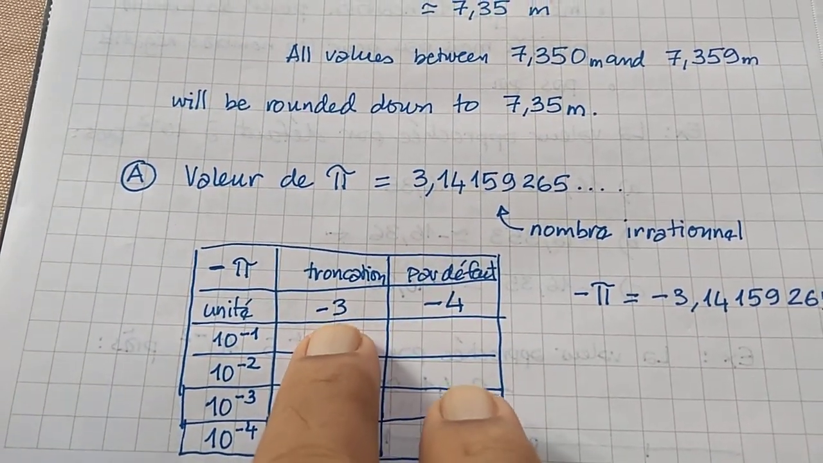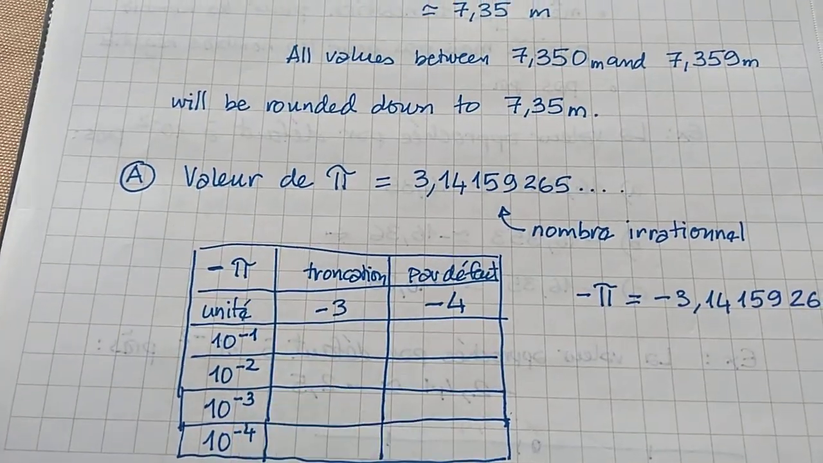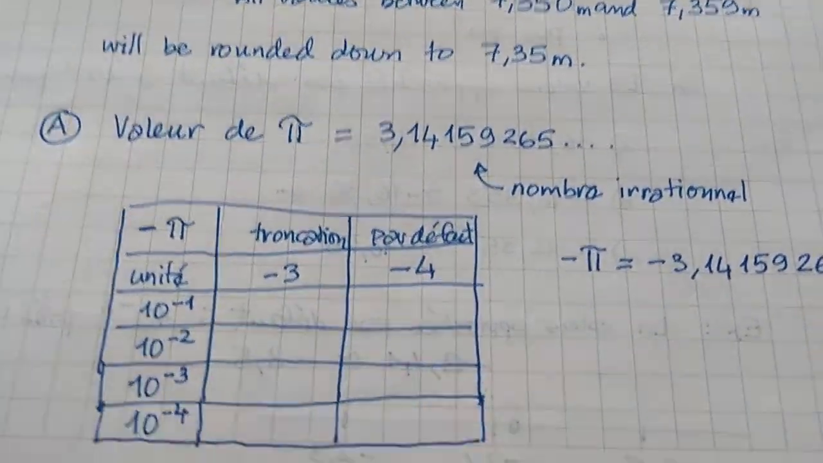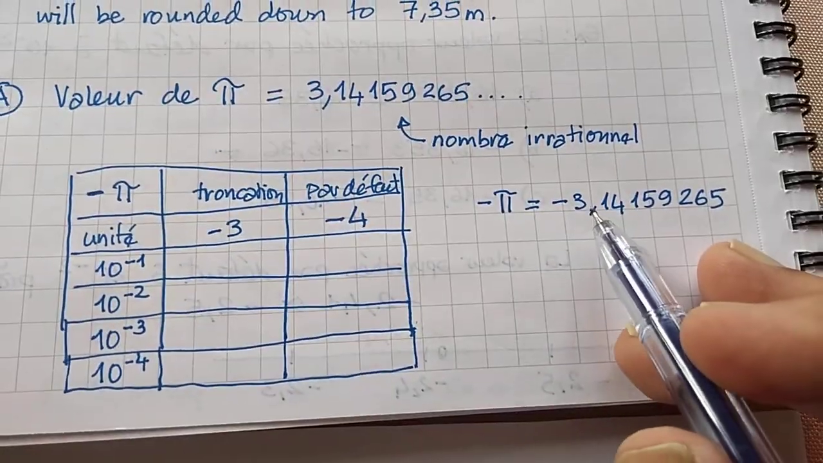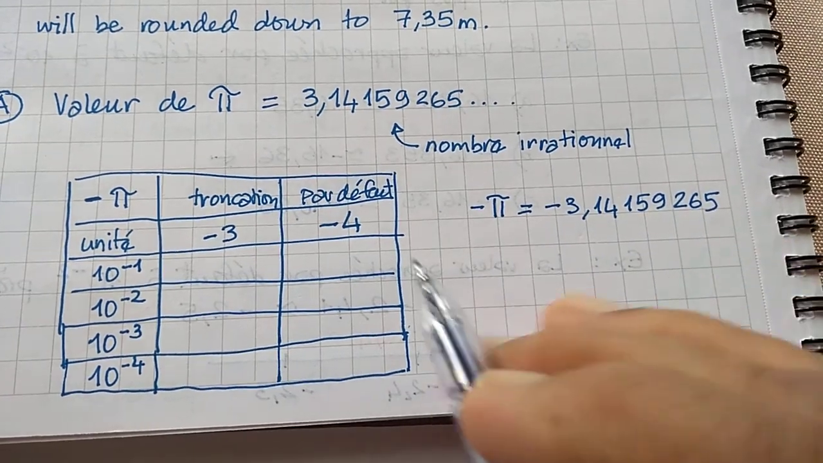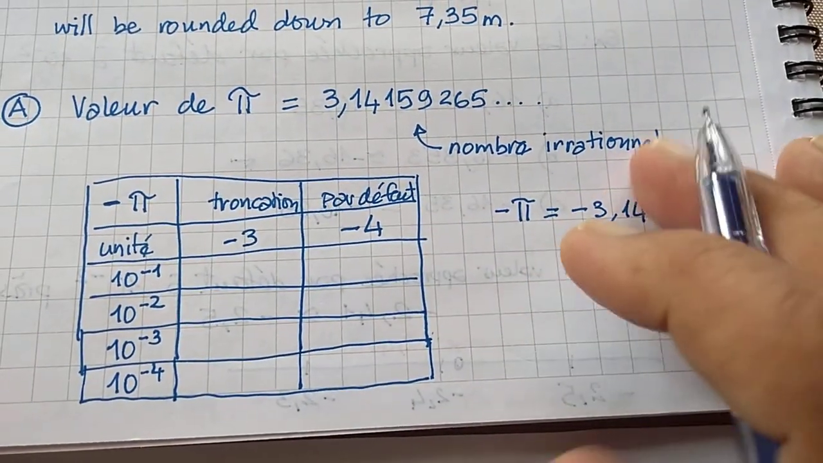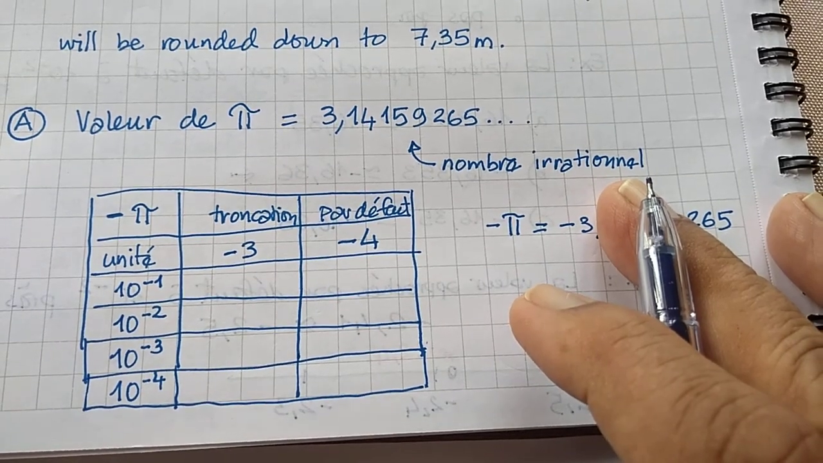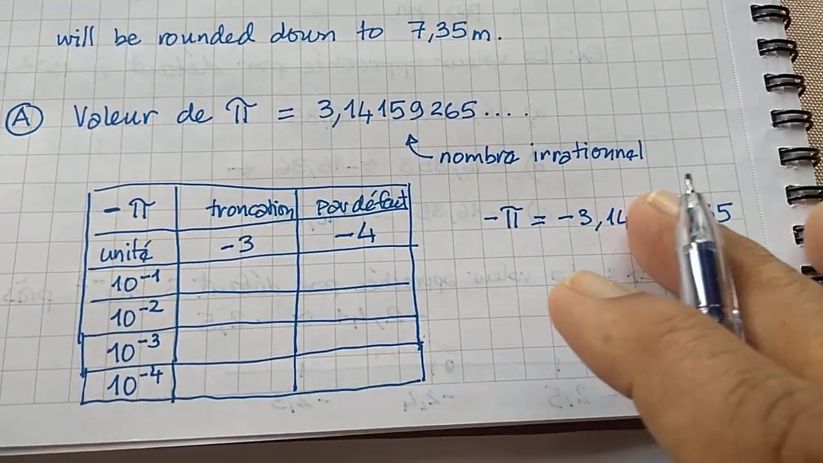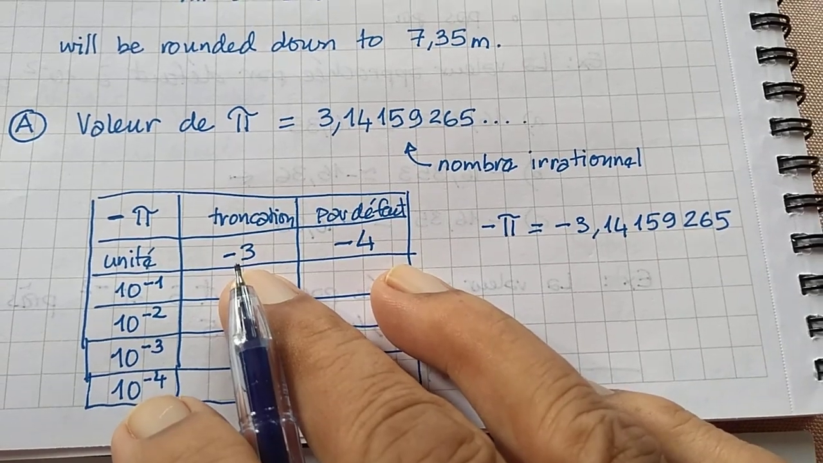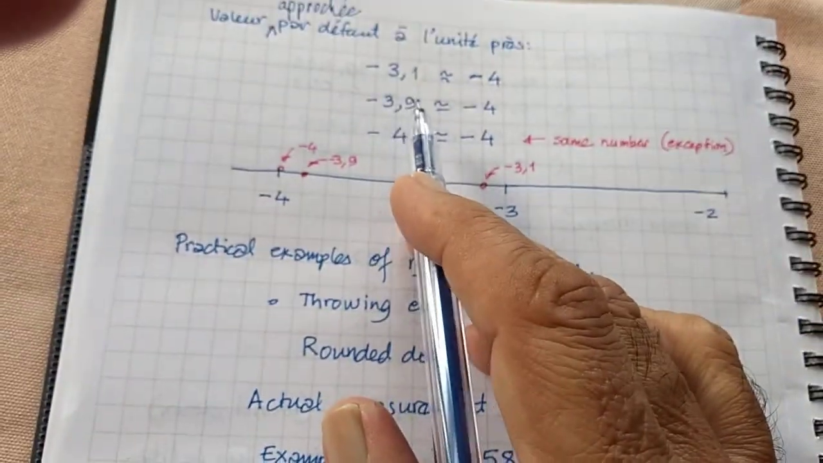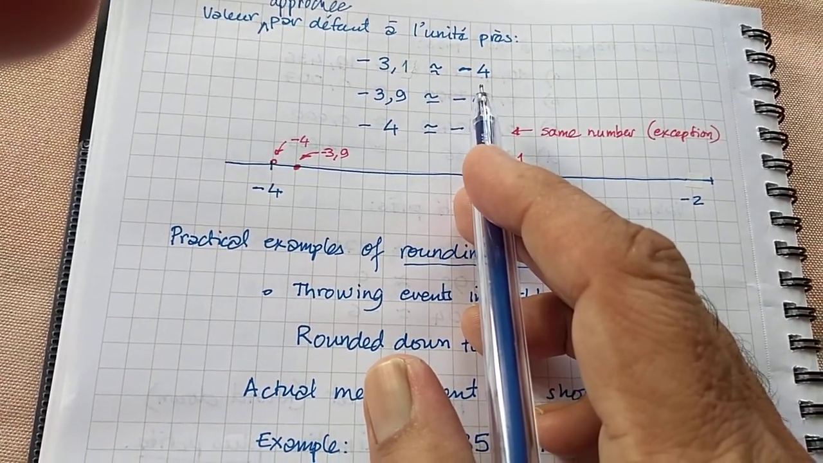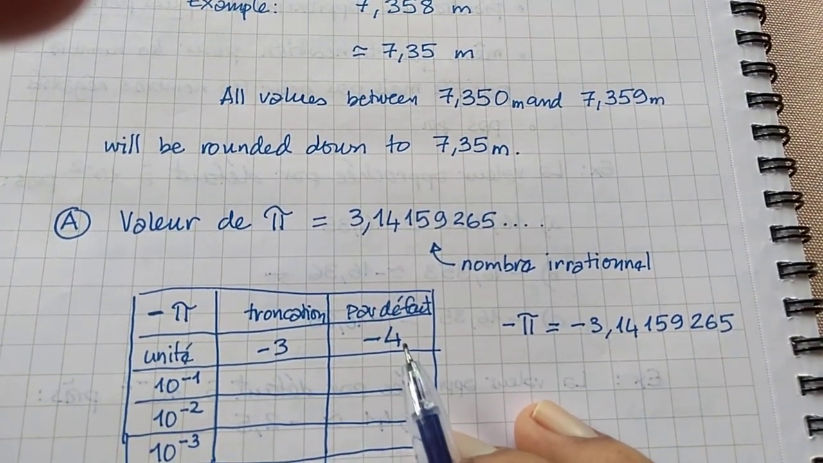Now, in some cases, the troncation and par défaut might be the same. In some cases, they may not be the same. I don't know. That is for you to discover. But let us take the first one. If I take à l'unité près, that means I don't want any digits after the decimal. So in troncation, I am just cutting it all off. So I will get minus 3. Par défaut, it's like this here, minus 3.1. It goes to minus 4. It has to take the next smaller whole number. So here, par défaut, it is minus 4.